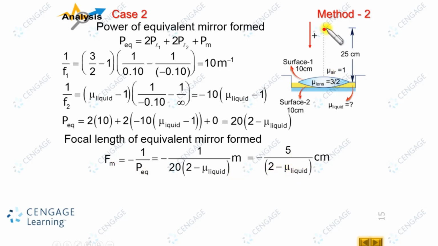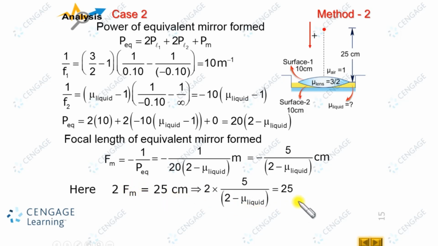And we know object and image are coinciding at the same position. That means this 25 centimeter should be the radius of curvature. And we know radius of curvature is twice the focal length. That means twice the magnitude of this value will give the 25 centimeter. So let us substitute this value in this expression, right? And if we solve this, mu liquid is equal to 8 by 5. And this is another method, method number 3.